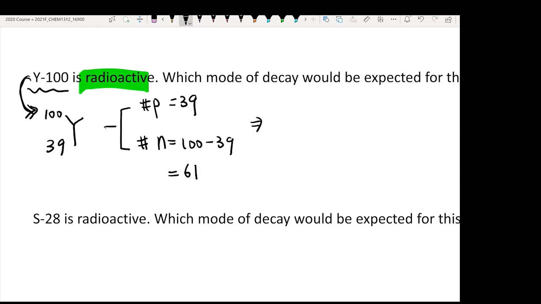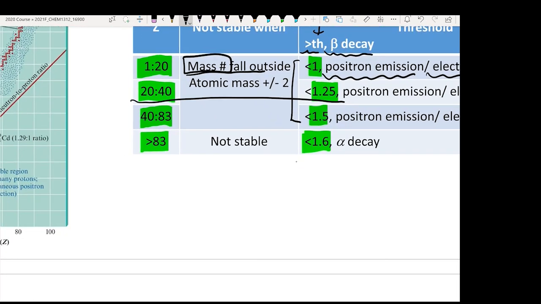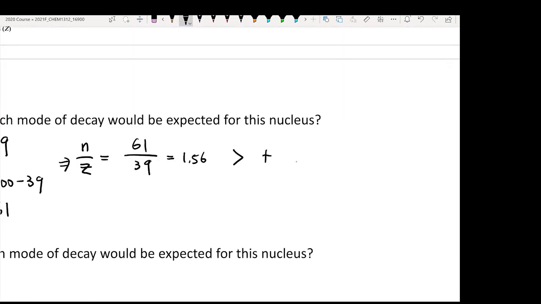The next thing you do is calculate your N to Z ratio, right? So your N to Z ratio equals 61 over 39, and that equals 1.56. From the atomic number, you know it belongs to the second row of our table. On the second row of the table, the threshold is 1.25. So the number we got is 1.56, which is larger than the 1.25 threshold. Therefore, what you're going to have is just beta decay. That's how you use that table to make the prediction.